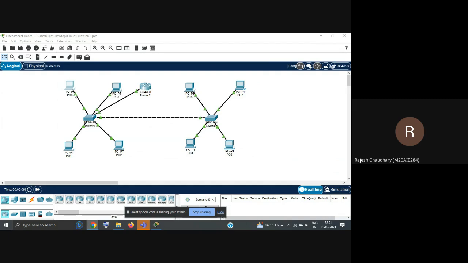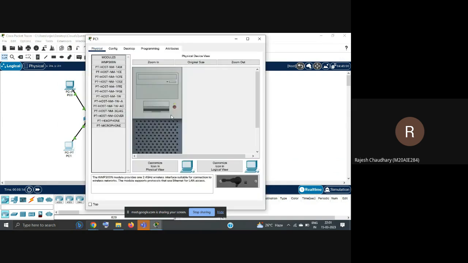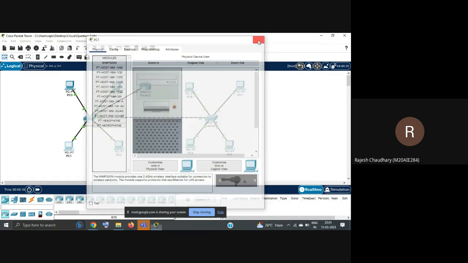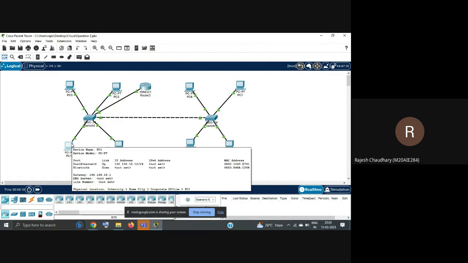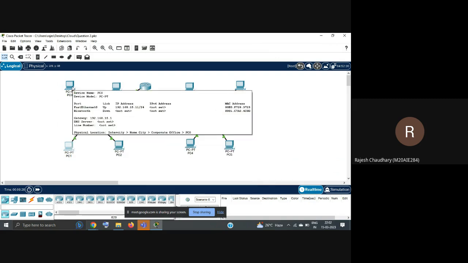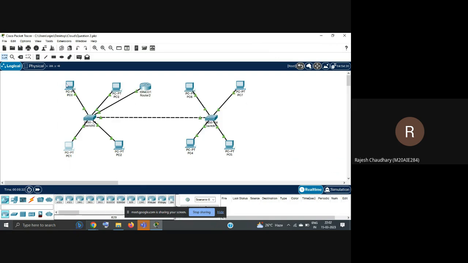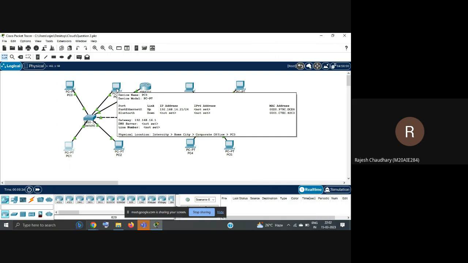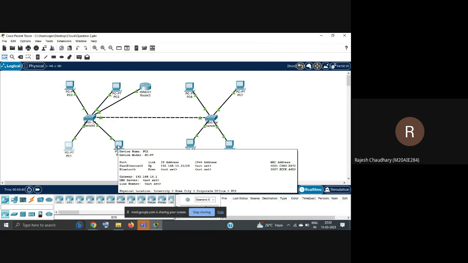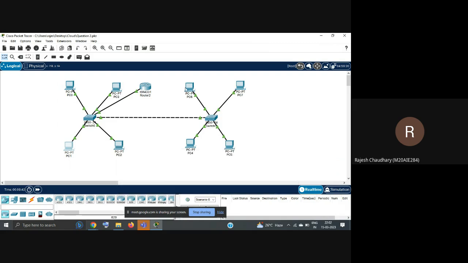If you can see over here, this PC1 is connected to the gateway 15.1. So it is a part of the 15.1 VLAN network, and this is also part of the same 15.1 VLAN. These two are part of the same VLAN, whereas these are 16.1. These are part of a different VLAN, and this is part of another VLAN, and there are two.